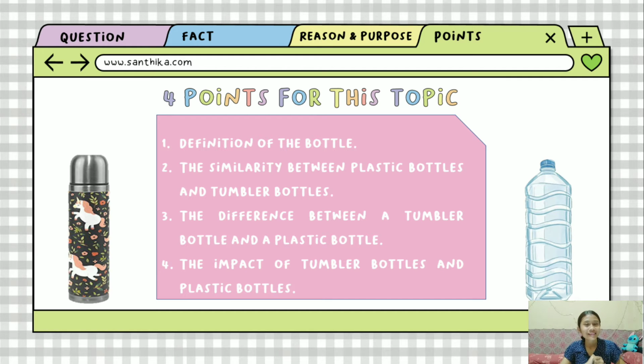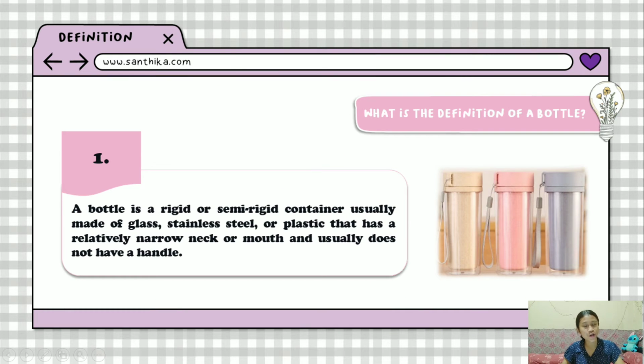Well, let's discuss one by one, starting from the first point, which is the definition of bottles. A bottle is a rigid or semi-rigid container, usually made of glass, stainless steel or plastic, that has a relatively narrow neck or mouth and usually does not have a handle.